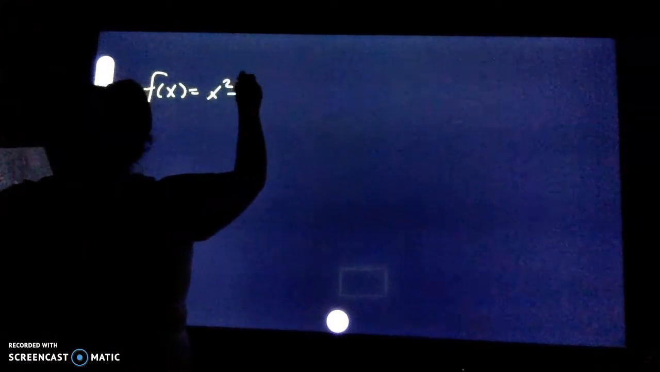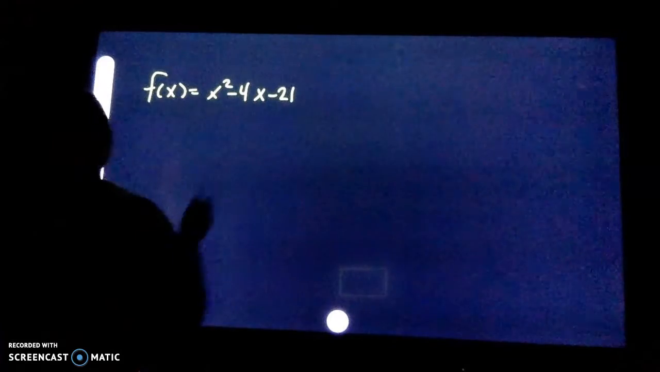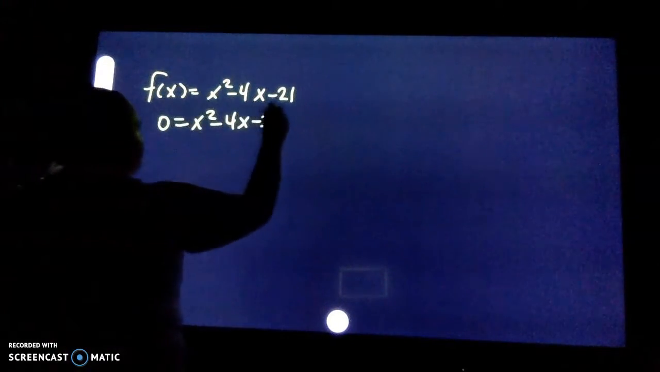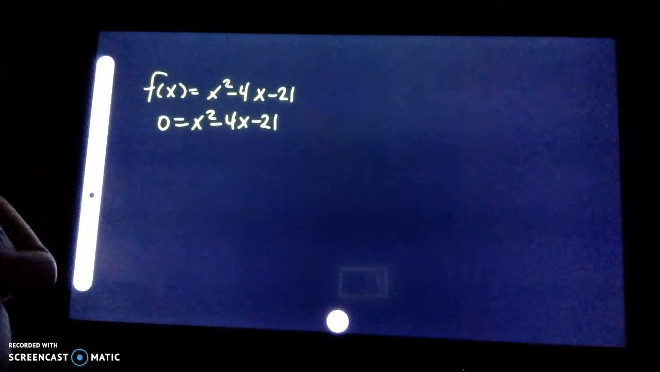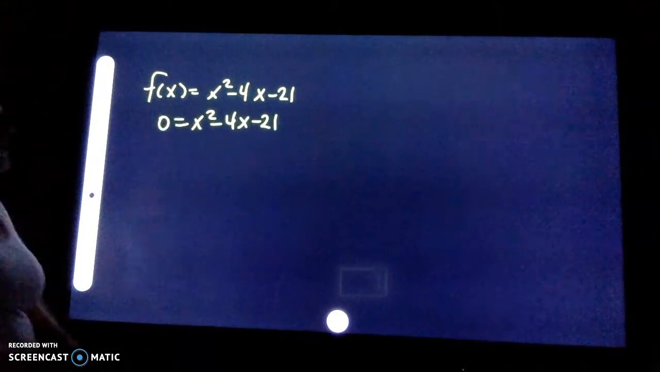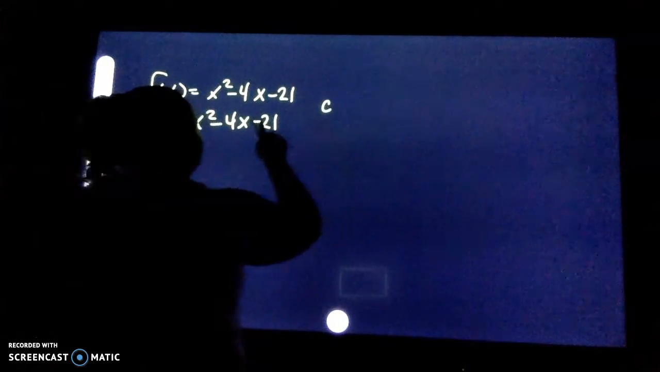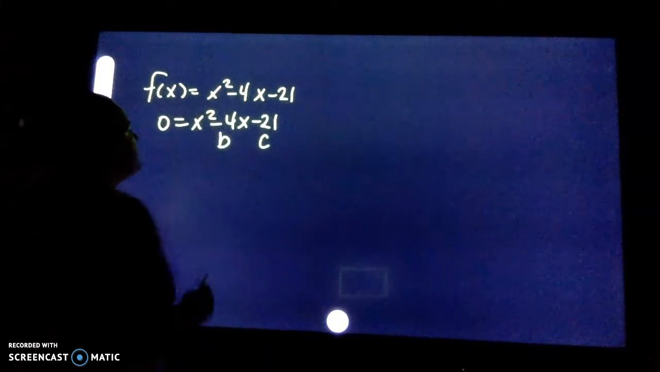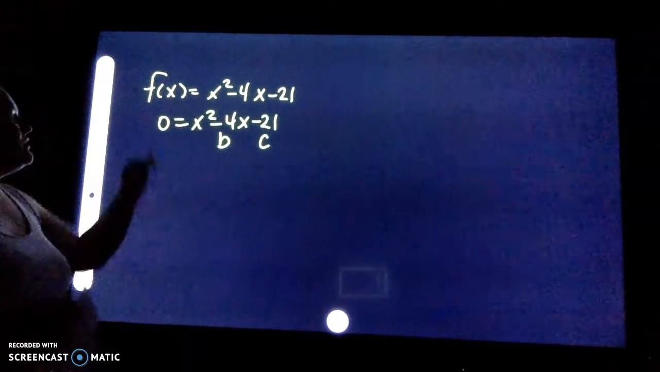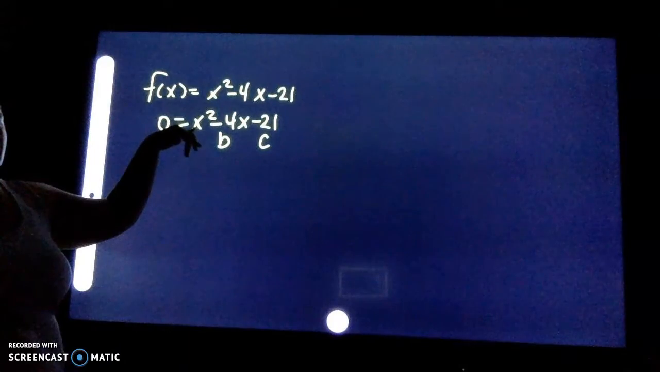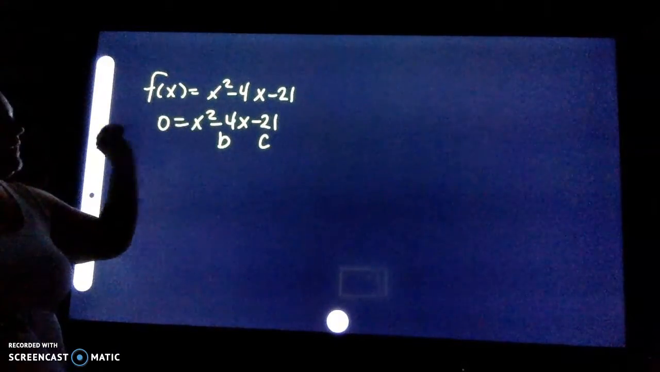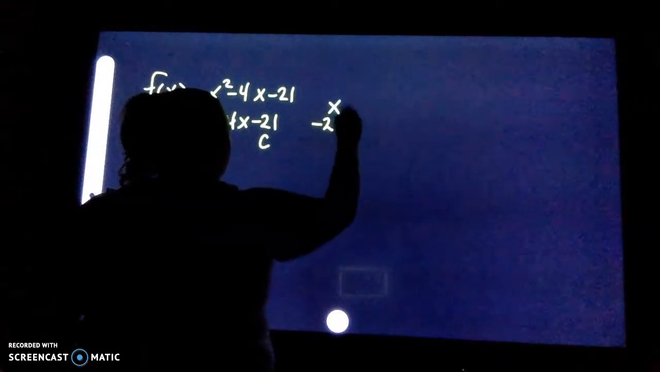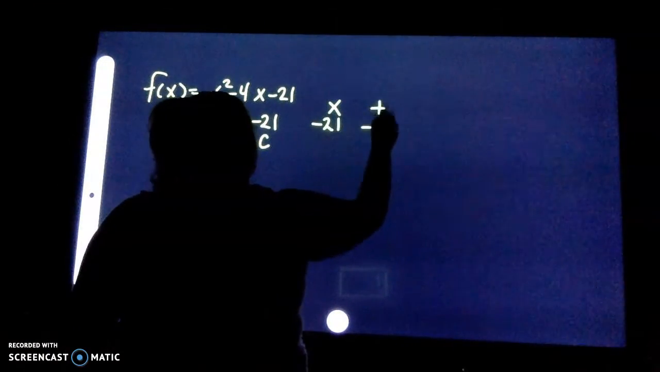x squared minus 4x minus 21. Again, set it equal to 0. This one does have 3 terms, which means I'm probably going to have to do a CB chart. So when I'm talking about a CB chart, I look at the last number, that's my C value, my middle number is my B value. So if there's nothing in front of my x squared, I don't have to do any other manipulation. I'm just looking for 2 numbers that multiply together to get a -21 and add together to get a -4.